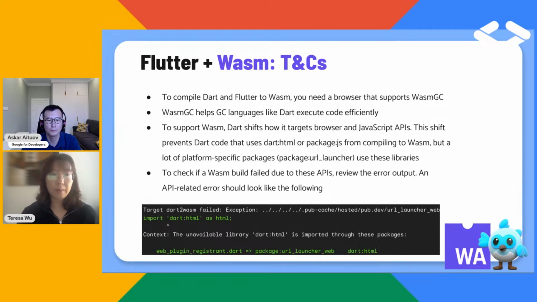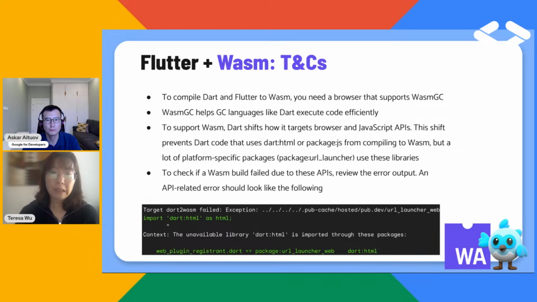And garbage collection helps garbage-collected languages like Dart to execute more efficiently, because JavaScript doesn't need garbage collection. And to support WASM, Dart shifts how it targets the browser and the JavaScript API. Because of this, it prevents Dart code that uses, for example, Dart HTML or package:js from compiling to WASM.